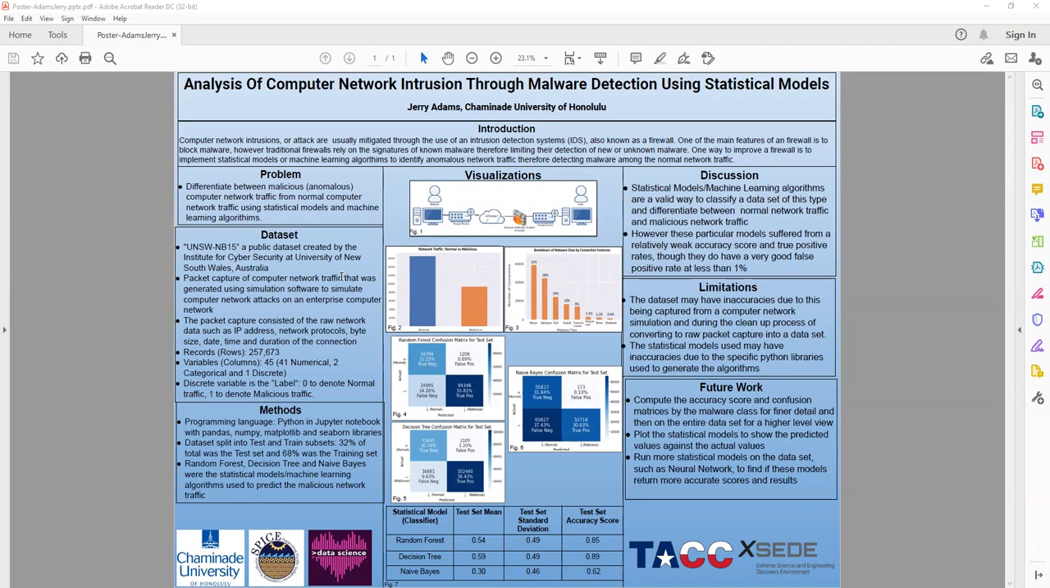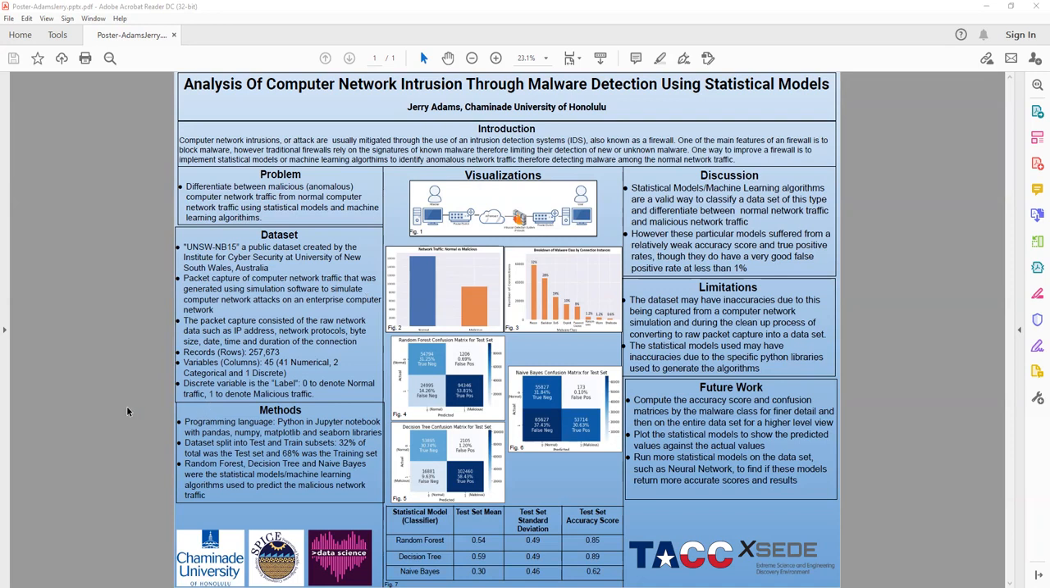The packet capture consists of raw network data such as IP addresses, network protocols, file byte sizes, date, time, and duration of the connections. The data set is quite large, consisting of 257,673 records with 45 variables. 41 are numerical, 2 categorical, and 1 discrete. The discrete variable is the label that will be used to help train the machine learning algorithm. The labels were 0 to denote normal traffic and 1 to denote malicious traffic.